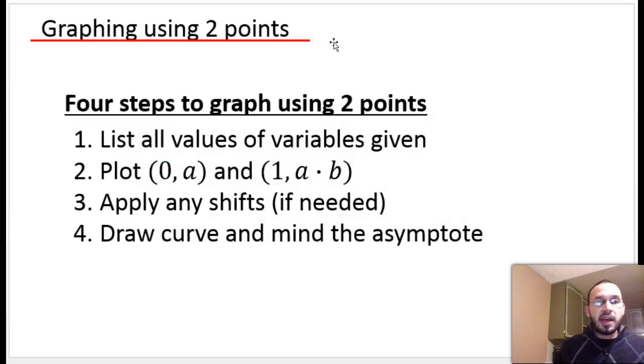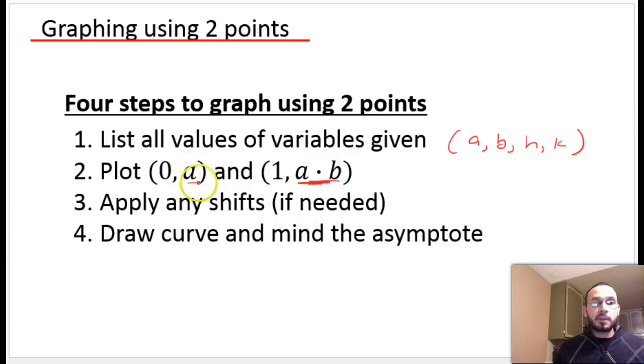With that said, let's go ahead and revisit those four steps. Step number 1 was to list all the values of variables given. What variables are we talking about? Well, that's a, b, h, and k. Step 2 is to plot my two very important points, (0, a) and (1, a times b).